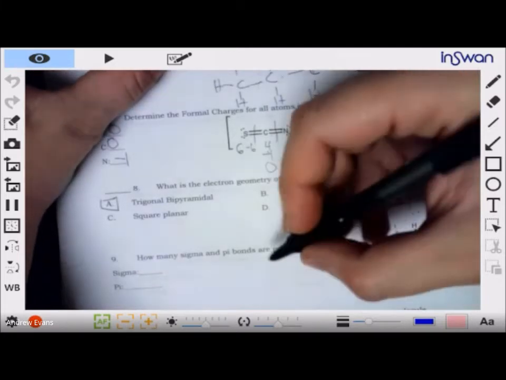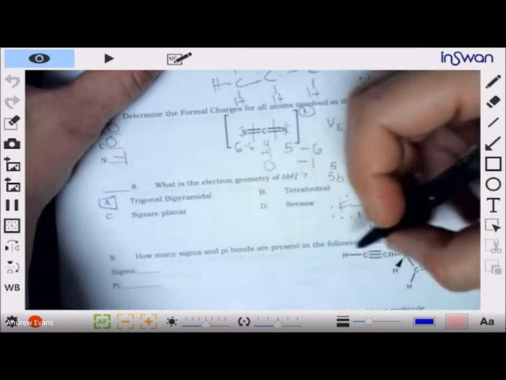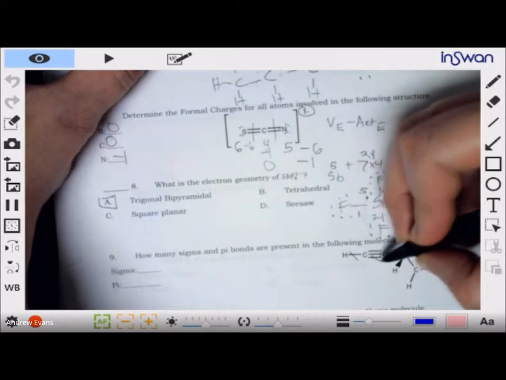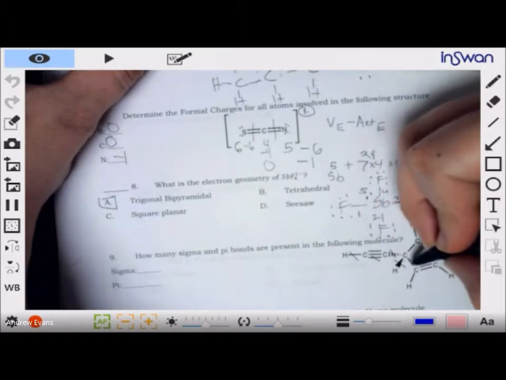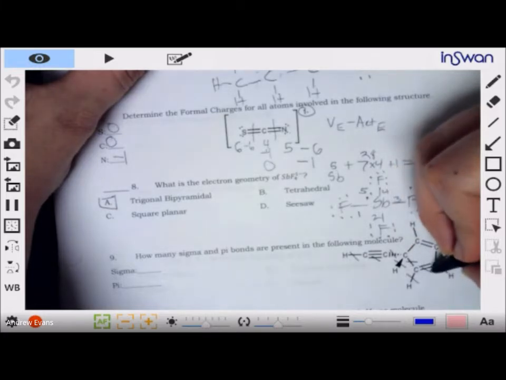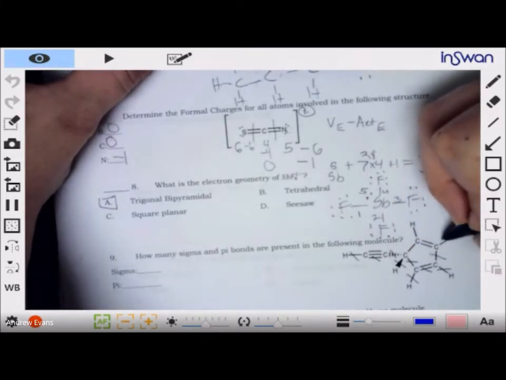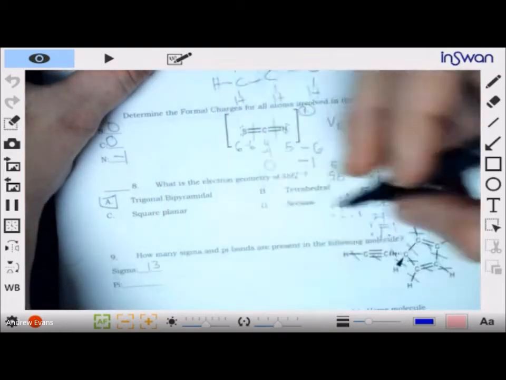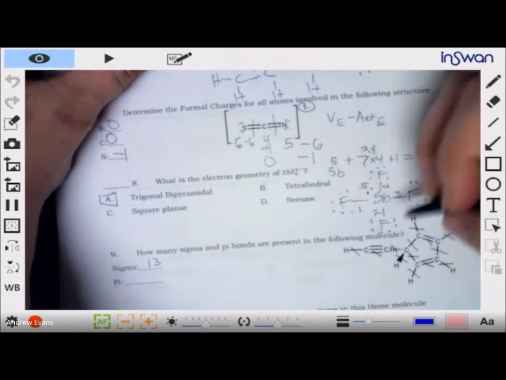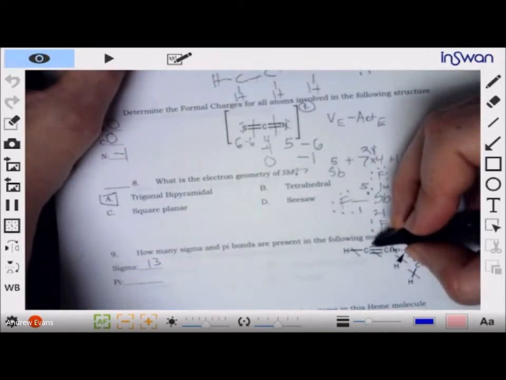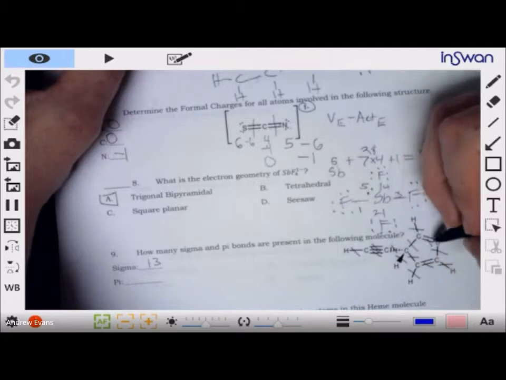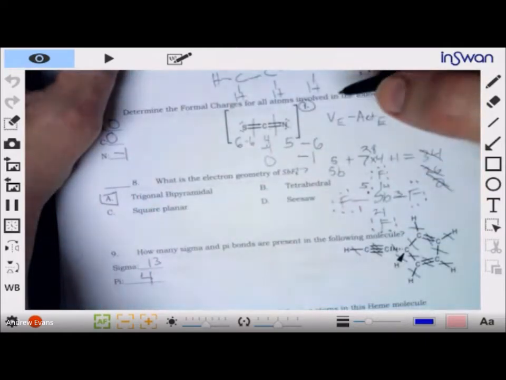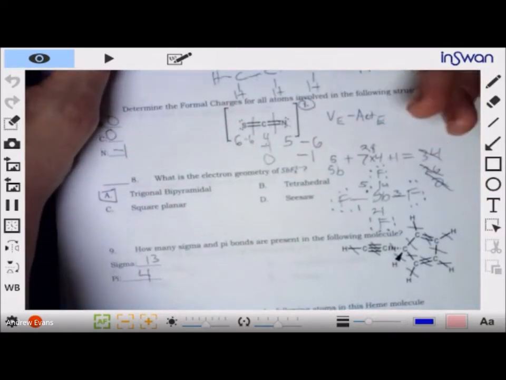How many sigma and pi bonds are in the following molecule? Count every bond once, and that will be your sigma. So 1, 2, 3, 4, 5, 6, 7, 8, 9, 10, 11, 12, 13 sigma. Now, every bond that's left would count as your pi. So 1, 2, 3, 4. 13 sigma, 4 pi. That would be that structure.